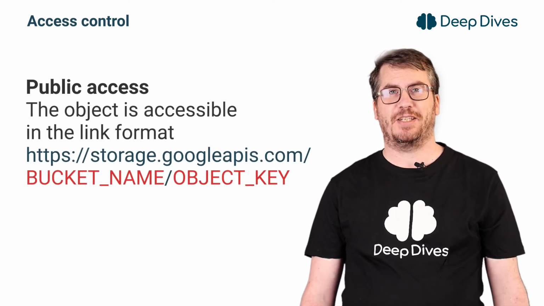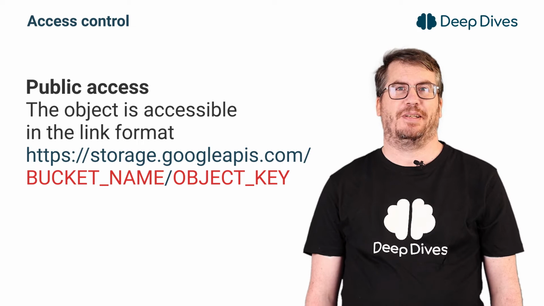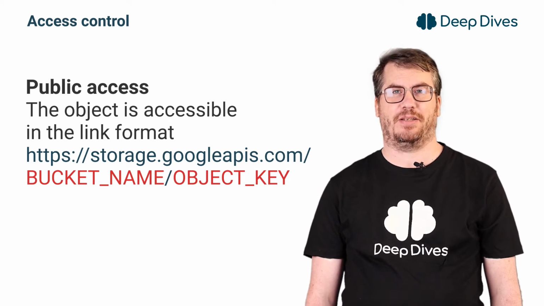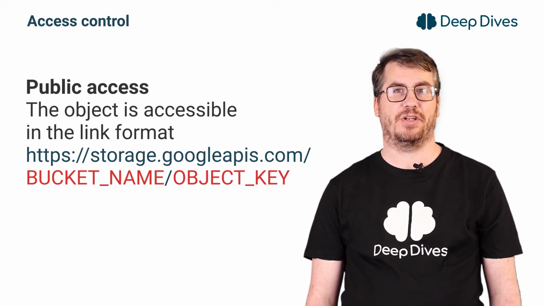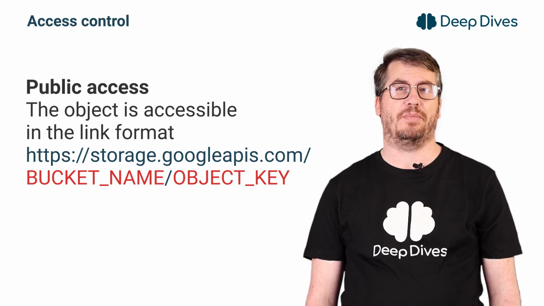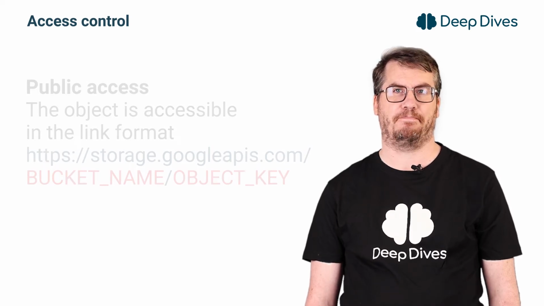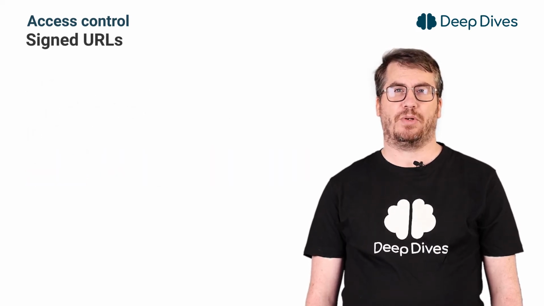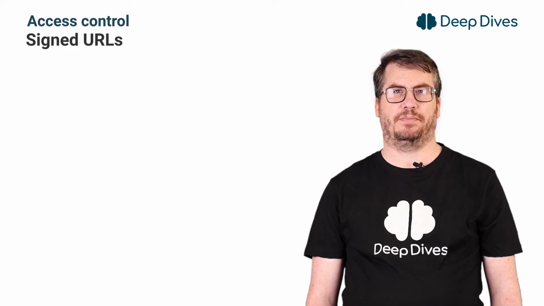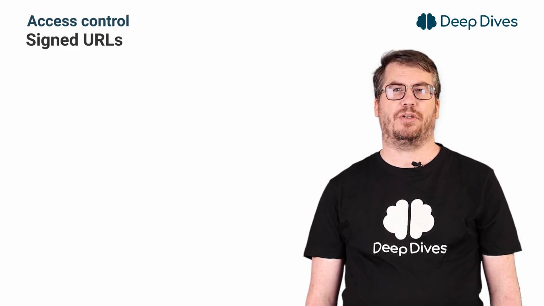If you want to access this public data, you can just use the URL for that object. It's always using the hostname storage.googleapis.com, and that's followed by the bucket name / and the object key. If you want to, you can also prevent public access. That is a preview feature currently called public access prevention.